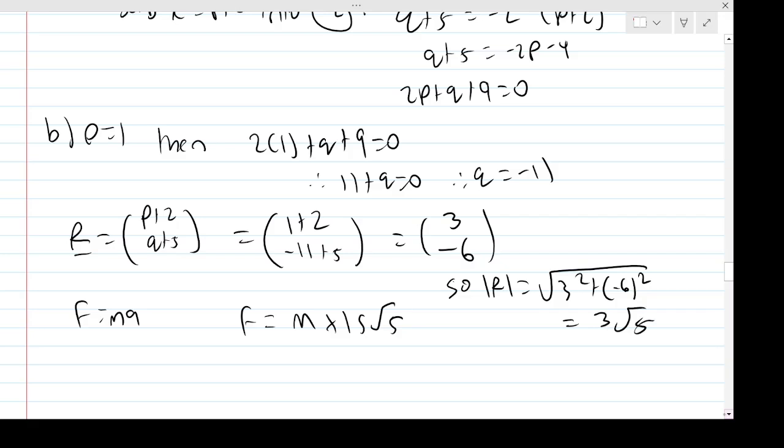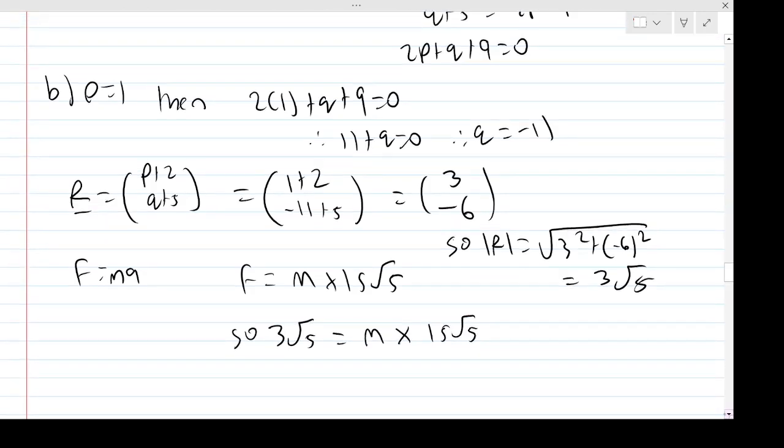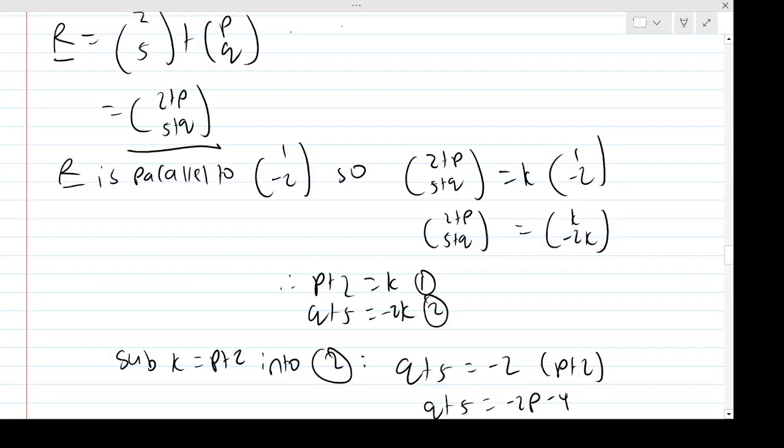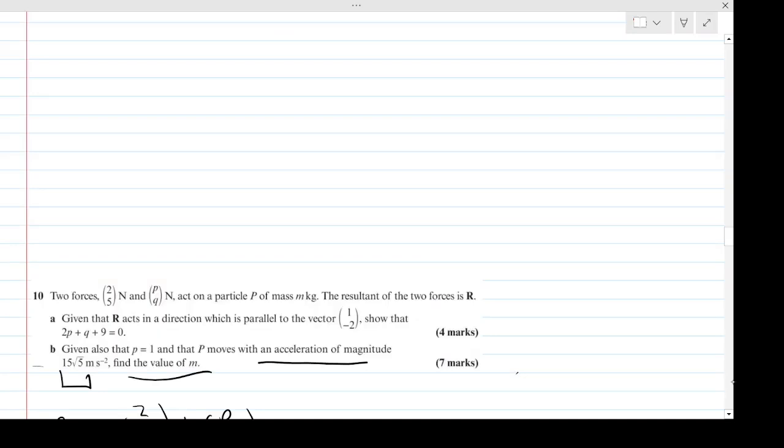So now I can say that this I can use. 3 root 5 for the resultant force is going to be m times 15 root 5 for the acceleration. Now, at that point, m is 3 root 5 divided by 15 root 5, and that goes to a fifth. Okay, so the mass is 0.2 kilograms. A fifth is 0.2, and so there we are. That is the value of m.